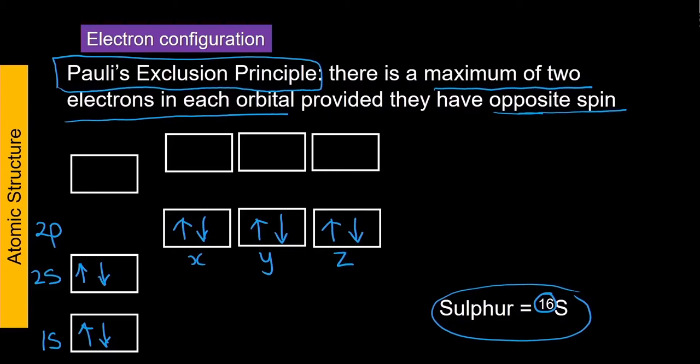We're going to move to the third one. So the 3s. How many have we got so far? 1, 2, 3, 4, 5, 6, 7, 8, 9, 10, 11, 12. We go to the 3p. 13, 14, 15, 16. There we go. That is the configuration for sulfur.